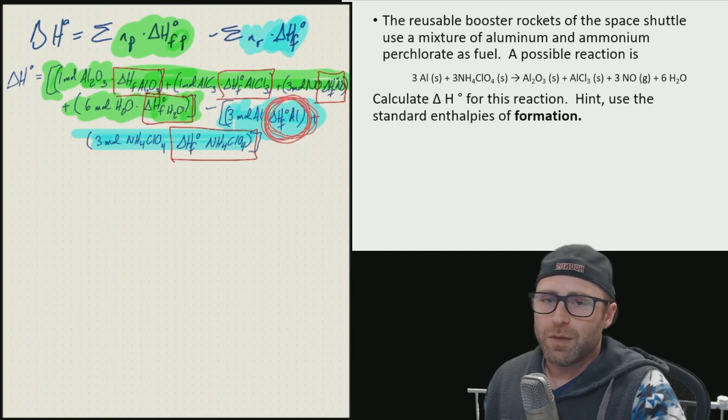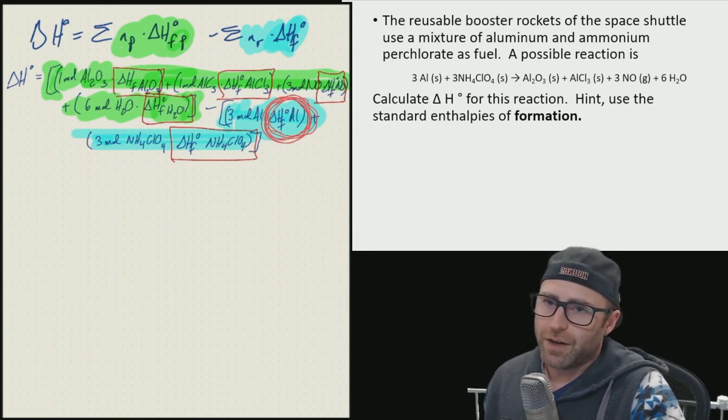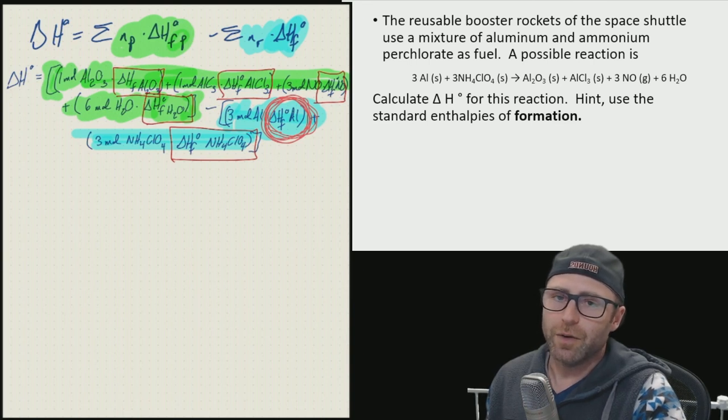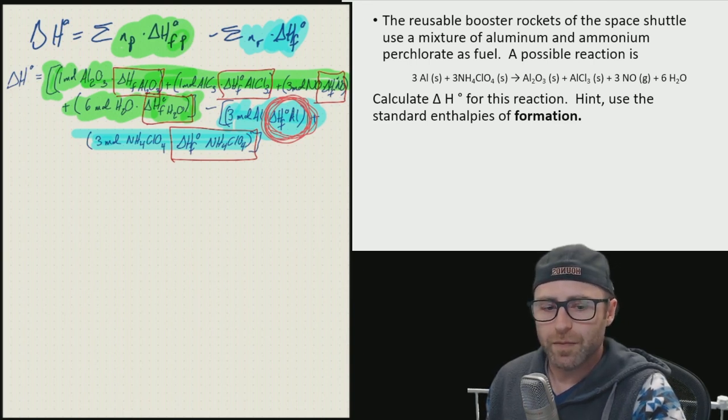So now this becomes a plug-in numbers, chug-out answer kind of problem. And yeah, there's a lot of numbers that you're going to have to plug in. Some of them are going to be negative, and you're going to have to use your calculator properly. But it is a plug-and-chug scenario at this point in time.